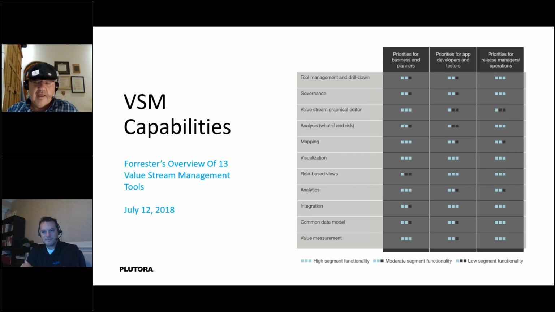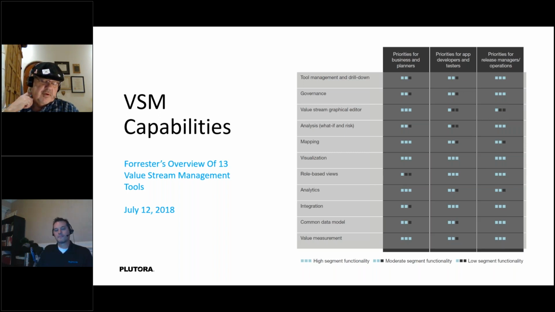So having a good way to commonalize the data model so that you can then use it for the analytics at the value stream management level, which I put at the top level of the overall engineering blueprint for DevOps. It's really at the control level of the whole thing, at the governance level. And then being able to measure value as you go along. So these are some of the key features that at least Forrester calls out. Yep. These are more technical features.